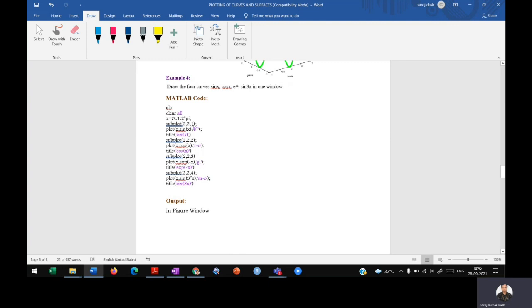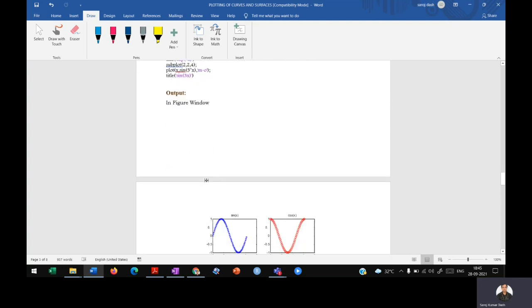In the second window, the first 2 arguments are the same because we divided into 4 parts only, but in place of 1 we use 2 for the second window. In the second window, we plot cos x with red color, O type. In the third one, we plot exponential power minus x with green color, dotted. And in the fourth one, we plot sin 3x with magenta color, also with O. When you use it in MATLAB, it will come like this.